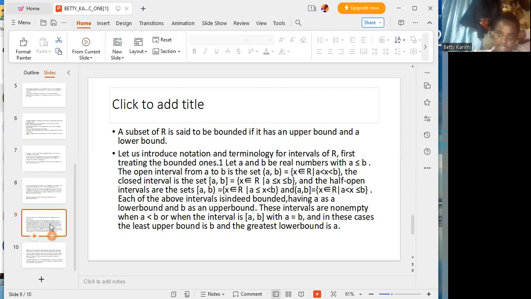Each of the above intervals is indeed bounded, having a as a lower bound and b as an upper bound. These intervals are non-empty when a is less than b, or when the interval is [a,b] with a being equal to b. And in this case, the least upper bound is b and the greatest lower bound is a.